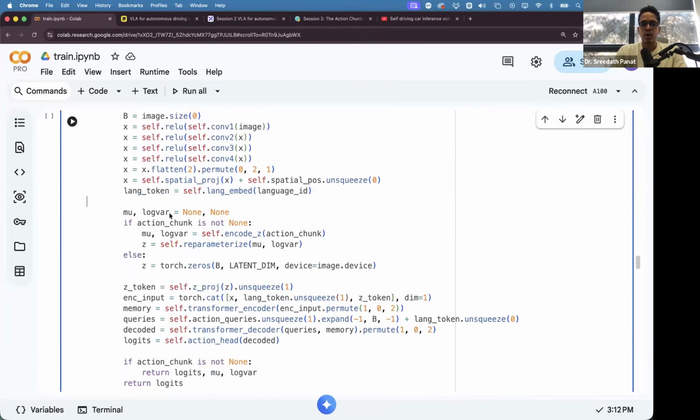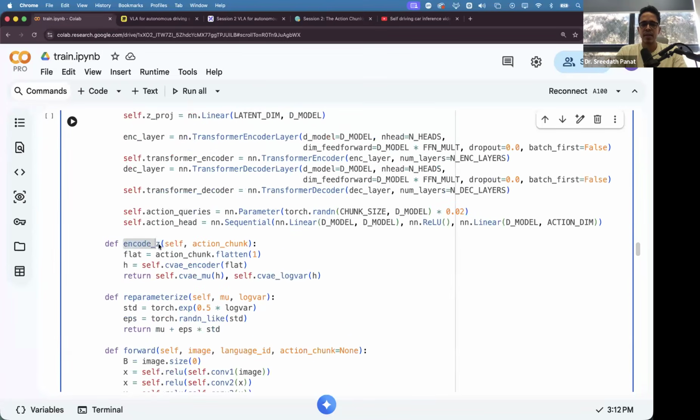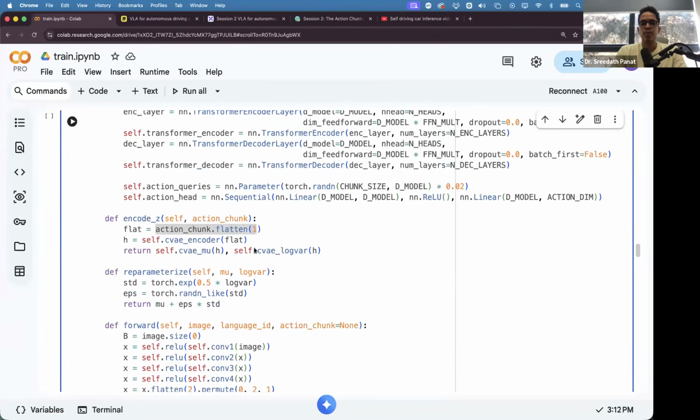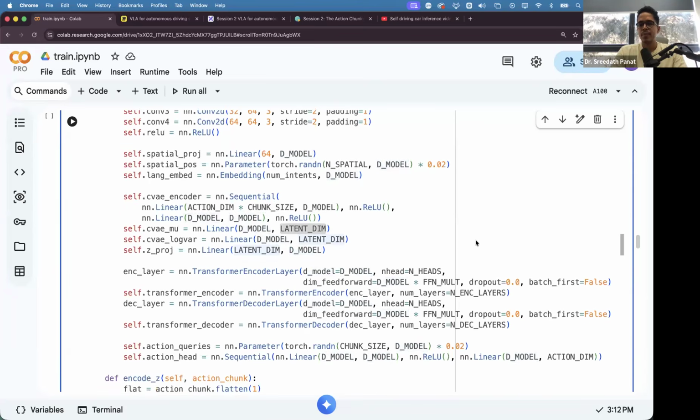Now, what about this mu and logarithm of variance? Why do we need this if-else condition? Mu comma logarithm of variance is self.encode_z of action chunk. Action chunks are flattened using a conditional variational autoencoder's encoder part, which is defined here. It's very simple. It's just a linear layer going from action dimension times chunk size, because you have a chunk size of 5 and action dimension of 4, so this will be 20, to the dimensionality of the model, 64. Then from the dimensionality of the model, you go to the latent dimension, which is 16.